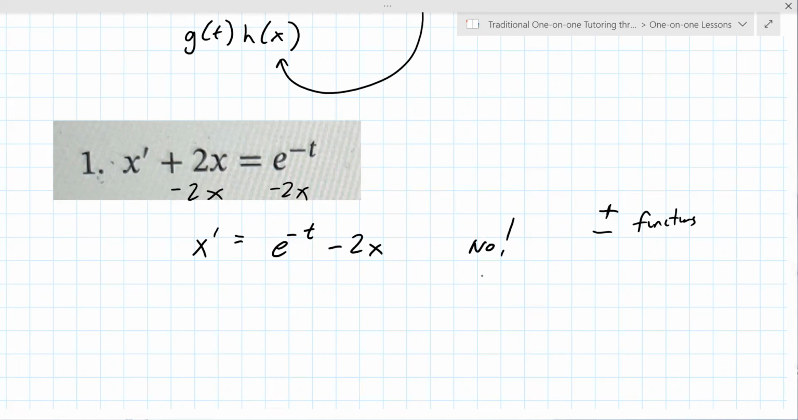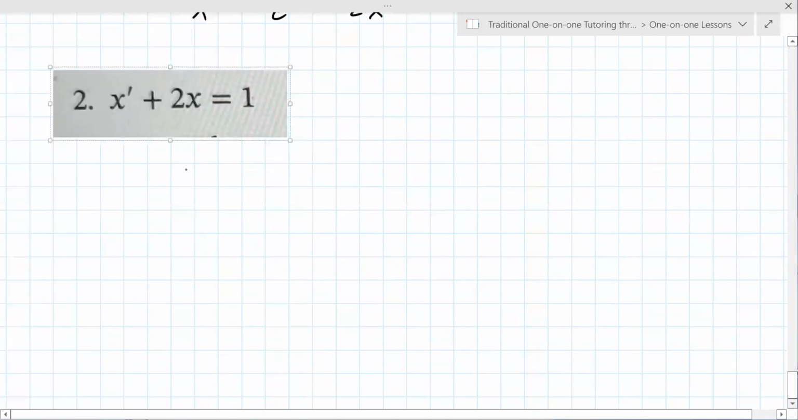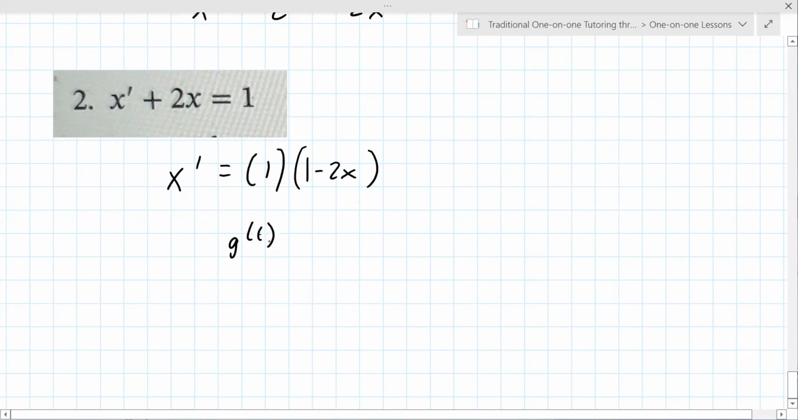I just want to make sure starting off with subtracting the 2x makes sense. Now it works in the second one. Maybe we go back and look at the second one in the context of this g of t h of x thing. When you subtract the 2x, you get 1 minus 2x, and there's nothing in front of it, but you can put a 1 there. That's your g of t, and that's your h of x.